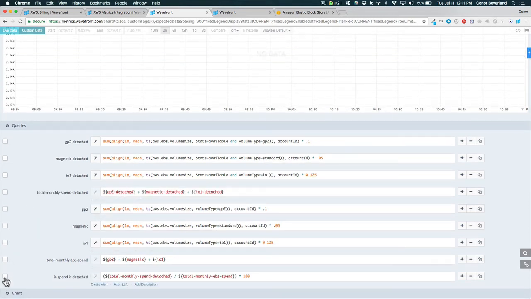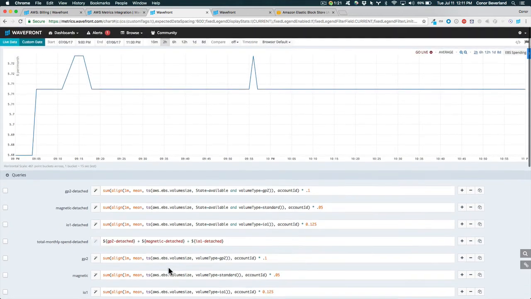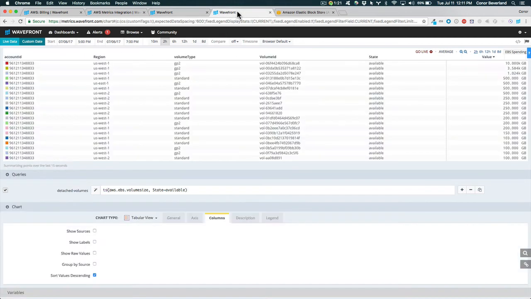And indeed, if we just look at this as a percentage of our total spend, and this is one of the nice things about a system like Wavefront, by the way, you can do this kind of analytics and math on your data very easily. So as a percentage, about 5-6% of our total EBS spend is on old detached volumes that we're not even using. And of course, just flip over to another chart here.